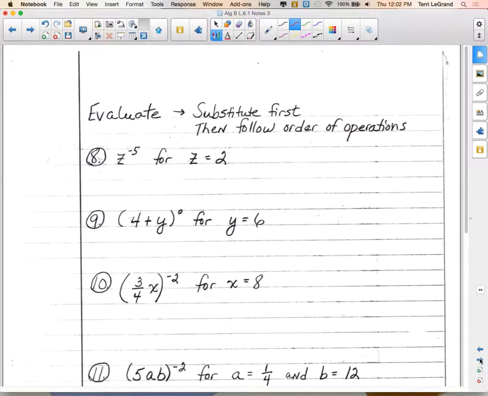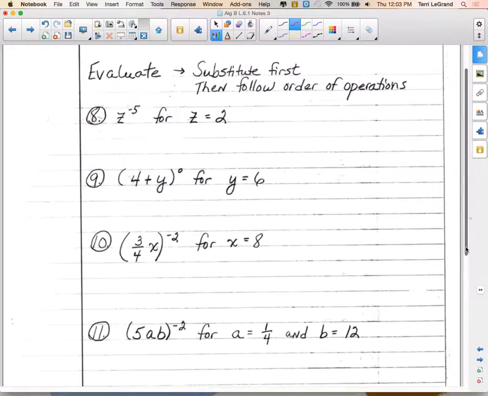What do we got going on back there? Evaluate: substitute first, then follow order of operations. So you did this already for today, didn't you? Did we do some evaluating? So this should be quick.